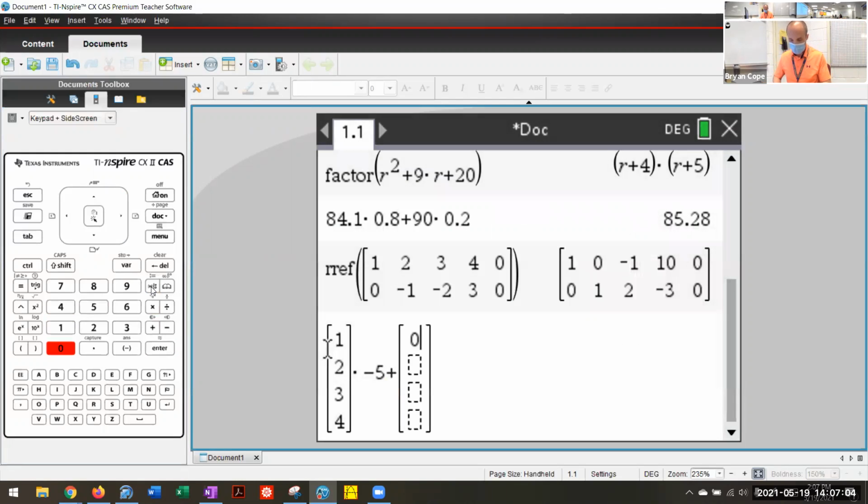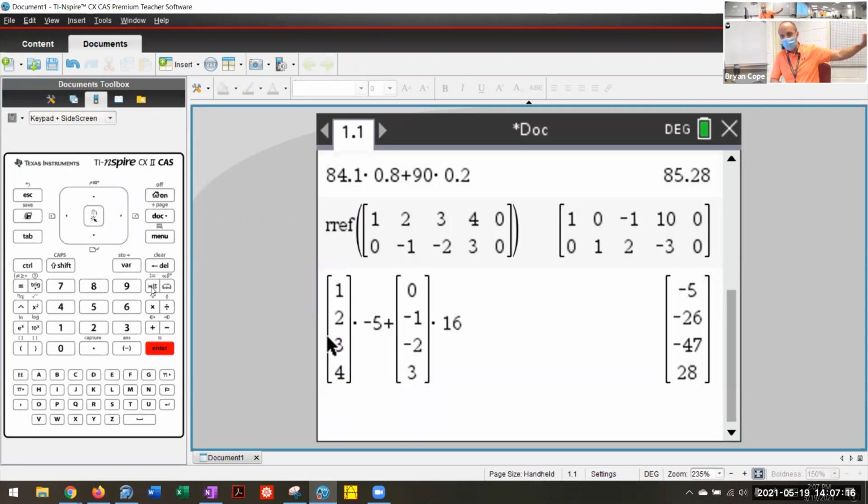What's that one? 0, -1, -2, -3. Thanks. And I'm going to multiply that one by 16. 3 is constant. Okay, so this vector I'm about to create lies in W.